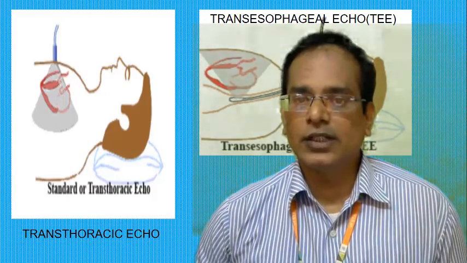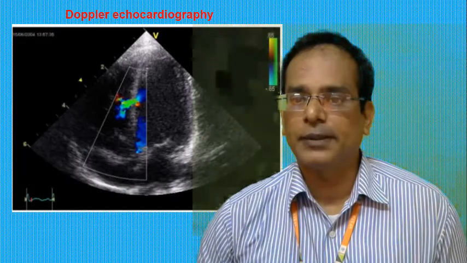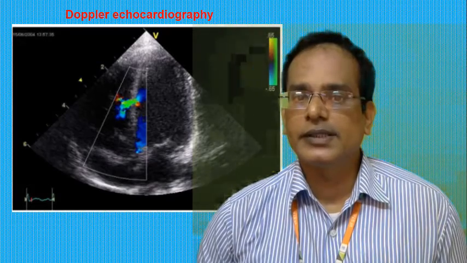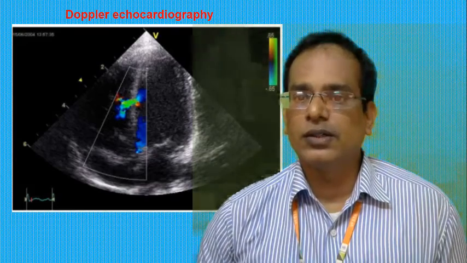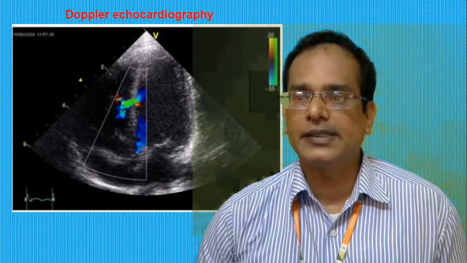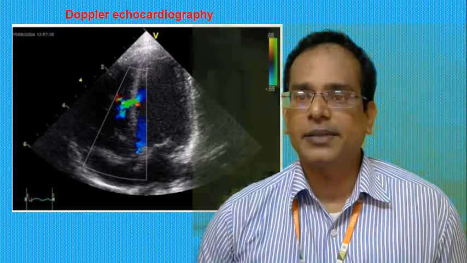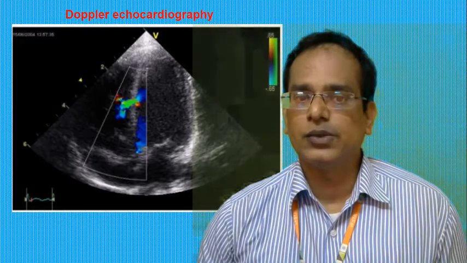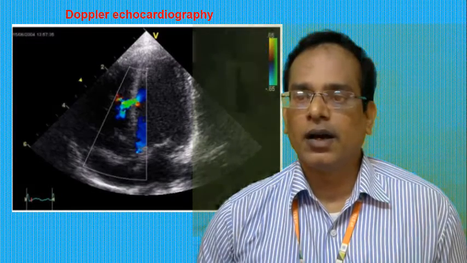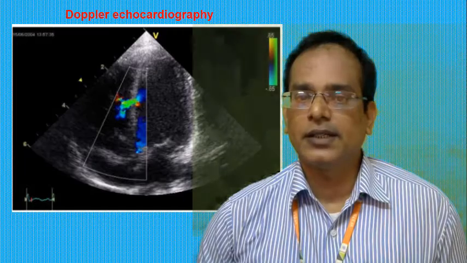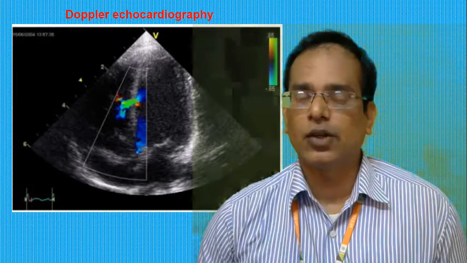Now you are going to see the Doppler echocardiogram, another type. The third one is Doppler echocardiography. Here what you are seeing is a Doppler echocardiography, a procedure that uses Doppler sonography to examine the heart. An echocardiogram uses high frequency sound waves to create an image of the heart, while the use of Doppler technology allows determination of the speed and direction of blood flow by utilizing the Doppler effect.